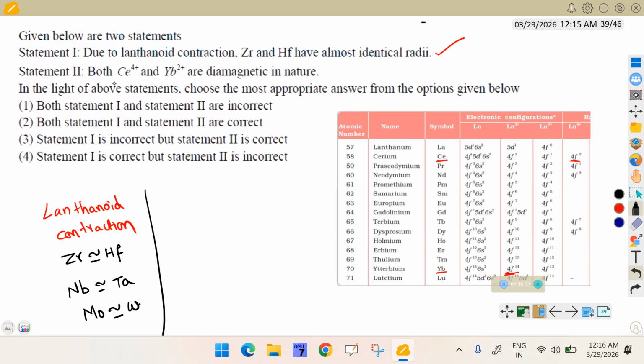Statement 2: both cerium 4 plus and ytterbium 2 plus are diamagnetic in nature. The f0 and f14 electronic configurations are diamagnetic. Check the electronic configuration: cerium 4 plus is f0, ytterbium 2 plus is f14. So both the statements are correct.